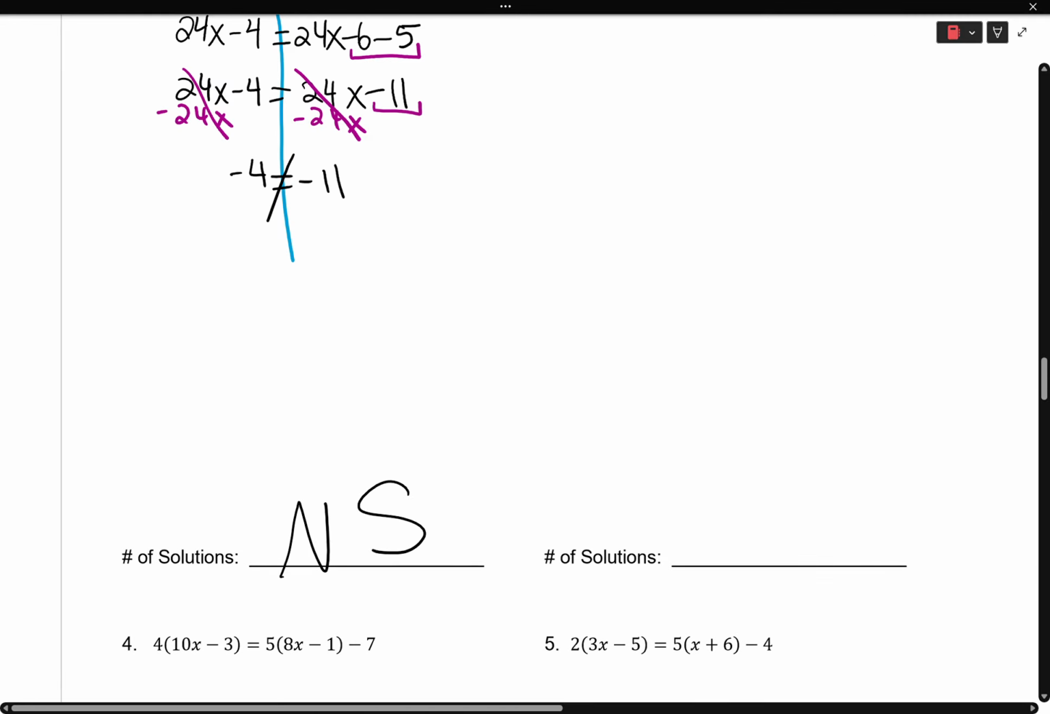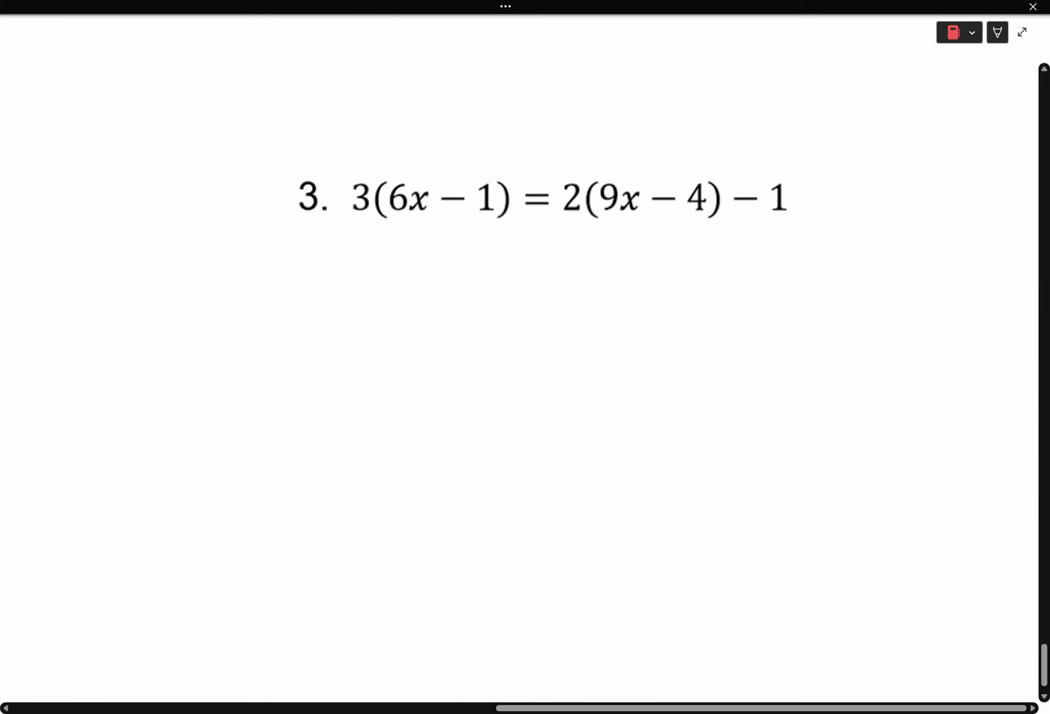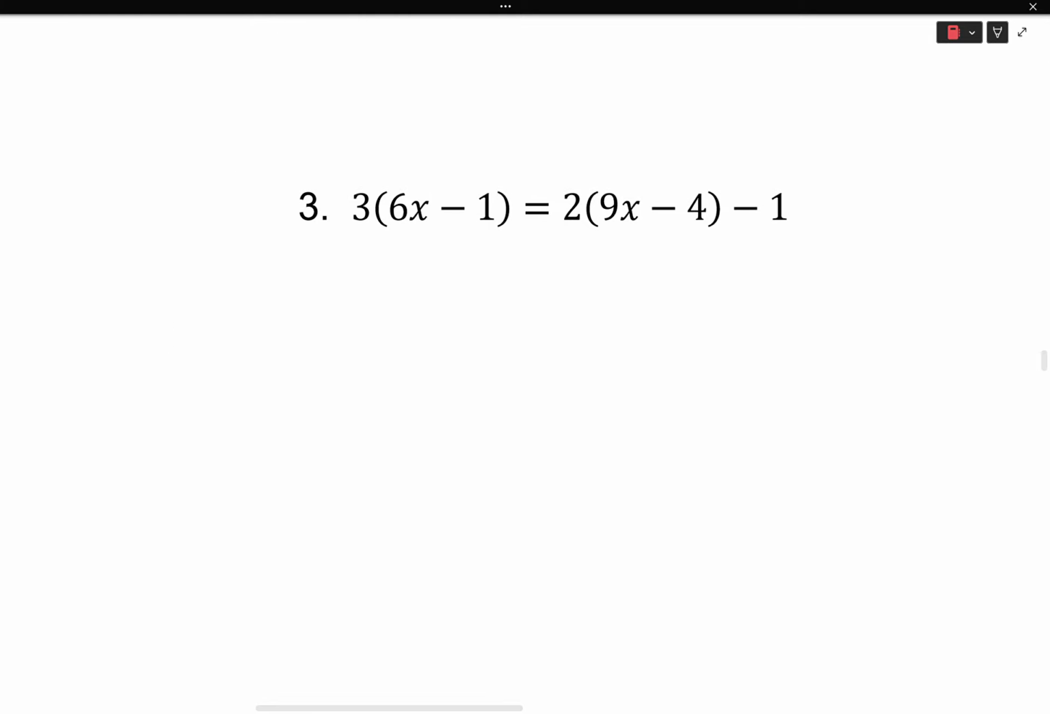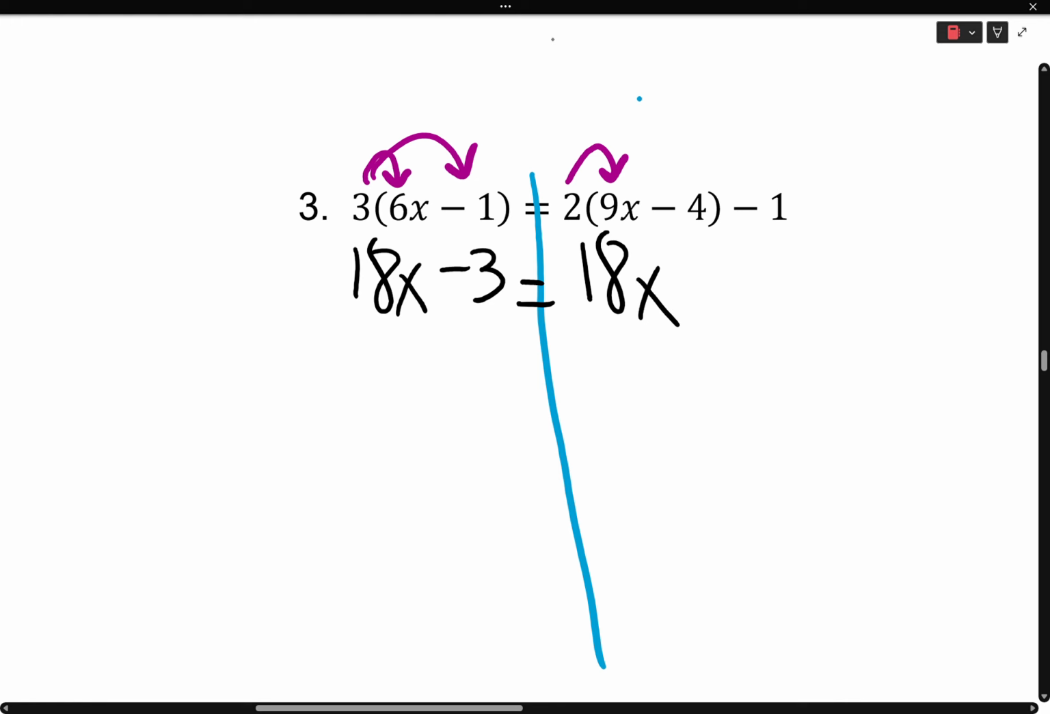Alright, number 3. Let's start by distributing. 3 times 6x is 18x. 3 times negative 1 is negative 3. 2 times 9x is 18x. 2 times negative 4 is negative 8, minus 1.